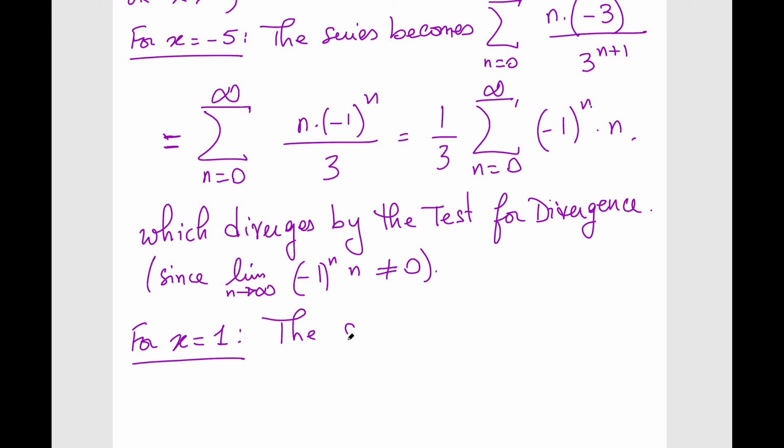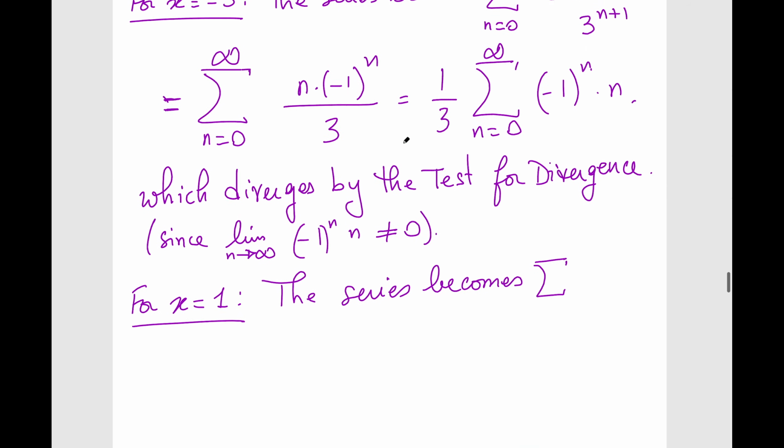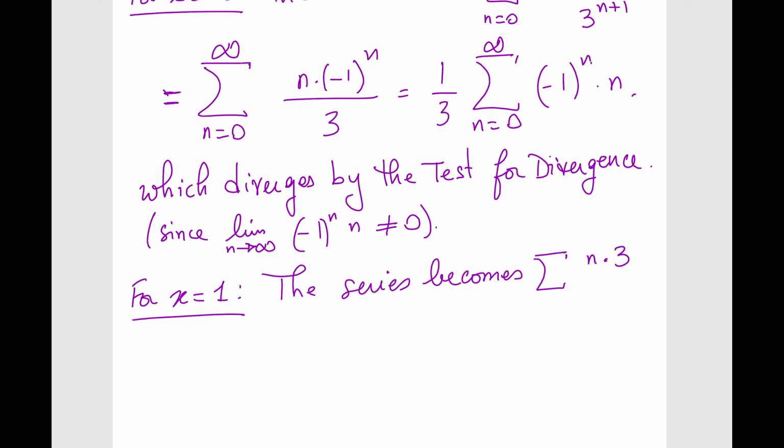So the series now becomes the summation. Let's check the series again. Now I'm talking about x being 1. So 1 plus 2 is 3, 3 to the power n upstairs. So n times 3 to the power n, divided by 3 to the power n plus 1, and n goes from 0 to infinity, correct? And if you divide that, it's equal to, as we did before, sigma n goes from 0 to infinity of n. If you divide by 3 to the power n, you get this. And this goes to infinity as n goes to infinity, so this also diverges.